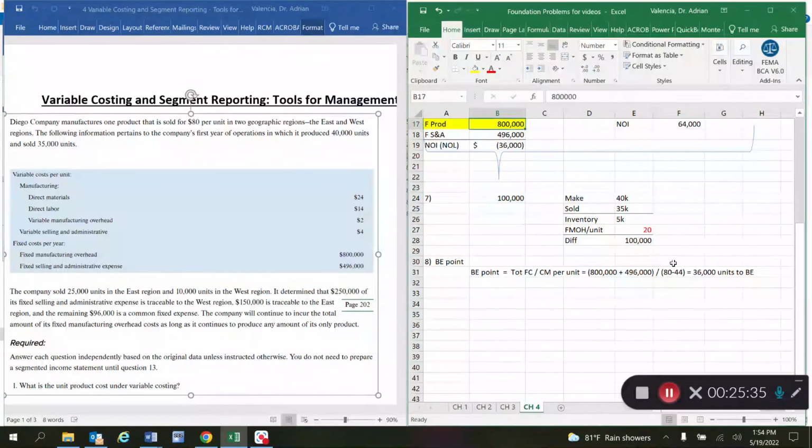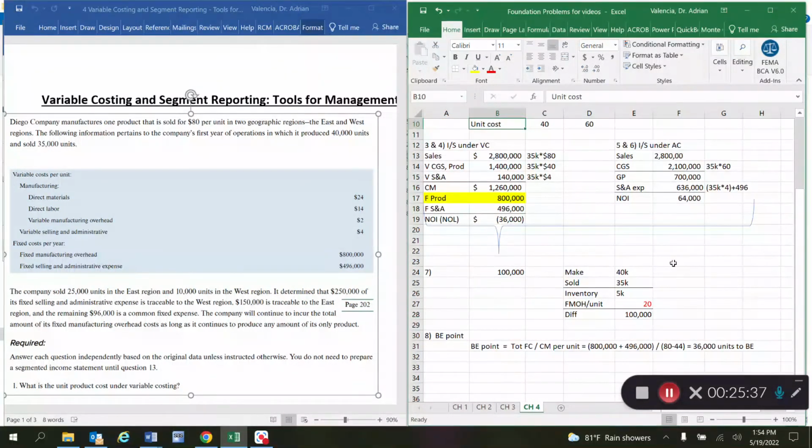So this is why it's quirky. Look, we sold 35,000 units, which is below the break-even point. And yet, under absorption costing, we're showing that we have profit. That's because under absorption costing, if you produce more than you sell, you're going to have a distortion. Okay, so the break-even point really applies to doing your income statement under a variable costing approach.